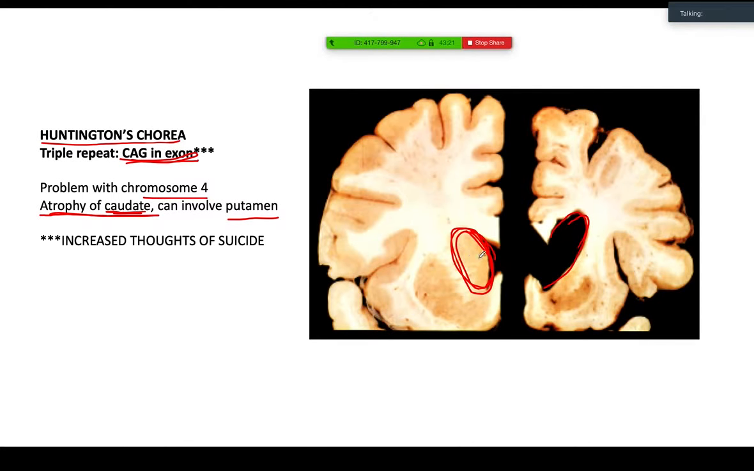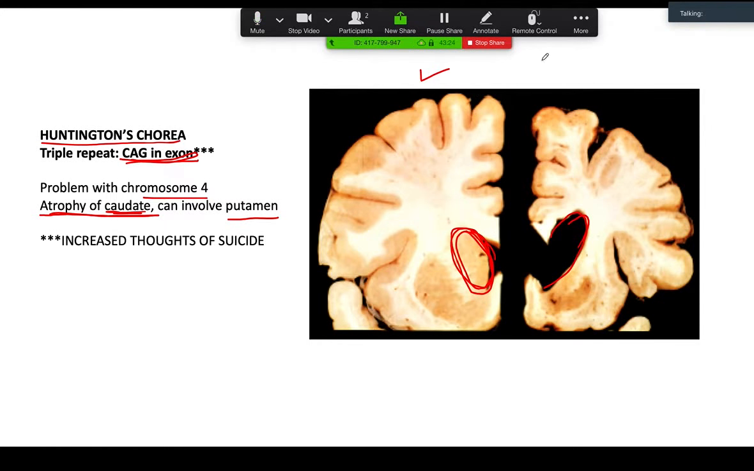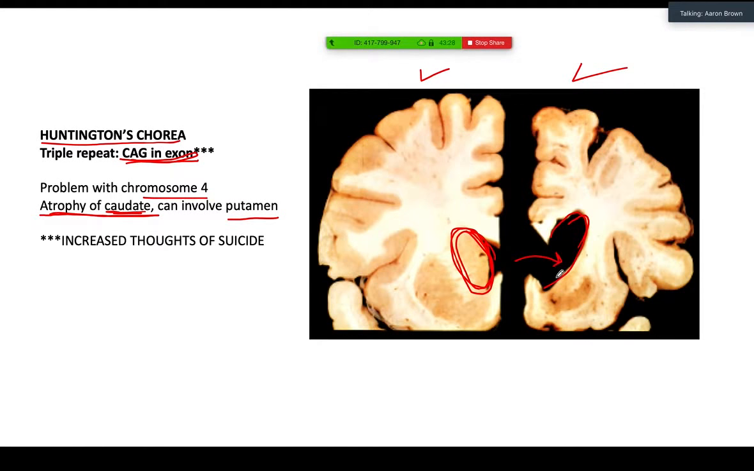Okay? And so we can see, comparing this normal brain with a brain with Huntington's chorea, that there is a complete loss of the caudate. The caudate should be pouching out here into the lateral ventricle. It is not, and that is because of this autosomal dominant condition. Okay? Great.